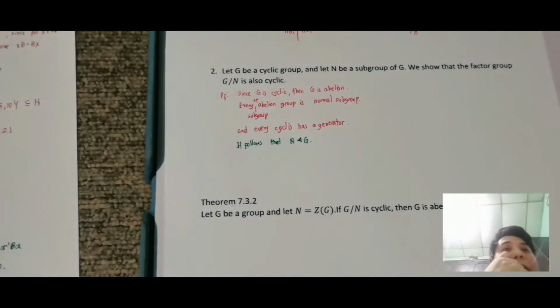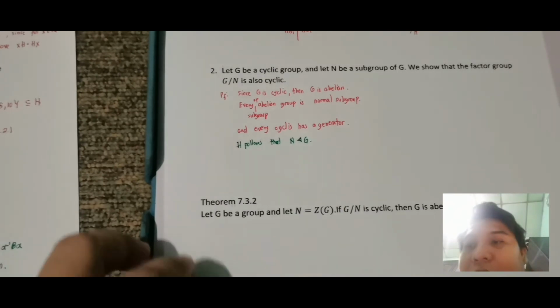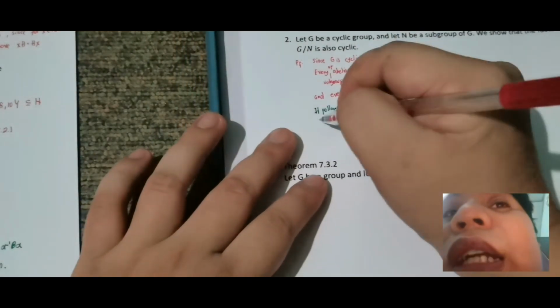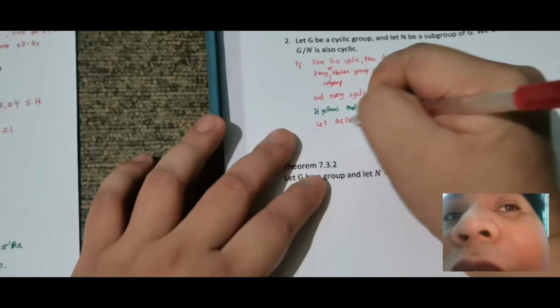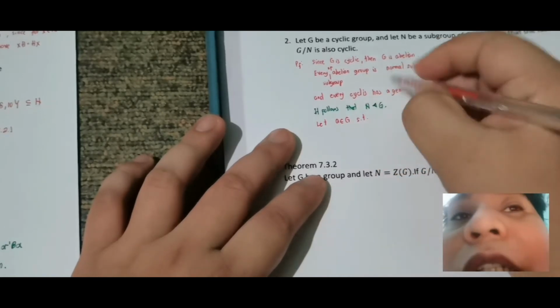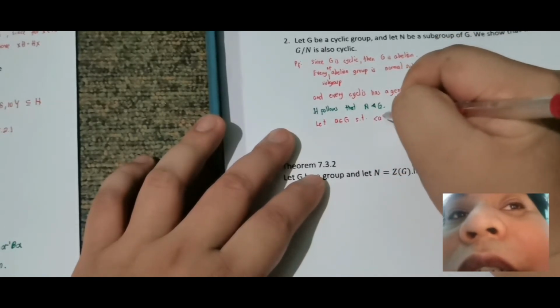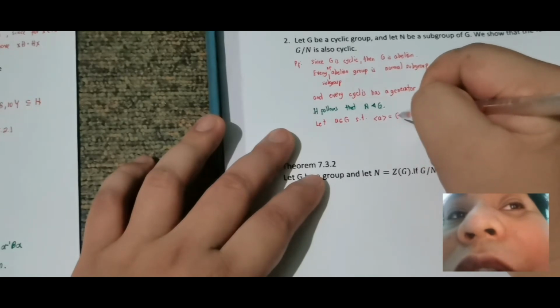Okay, so again since N is a subgroup of G, since alam natin G is cyclic, automatic meron siyang normal subgroup. Okay, which is that is N. So N is a normal subgroup of G. So now, mag-let tayo dito. So let tayo dito ng let A element of G, okay, such that the cyclic subgroup generated by A is equal to G.